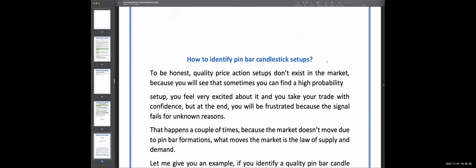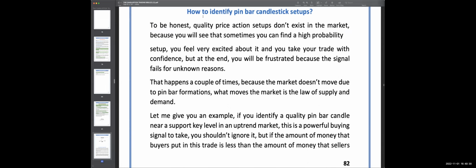How to identify pin bar candlestick setups. To be honest, quality price action setups don't exist in the market. That's the first thing you should know. Quality setups don't exist in the market simply because, you know, price does what it does. You simply have to trade accordingly.